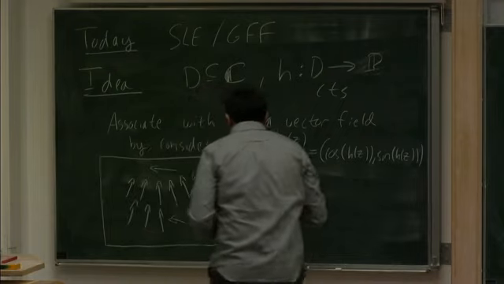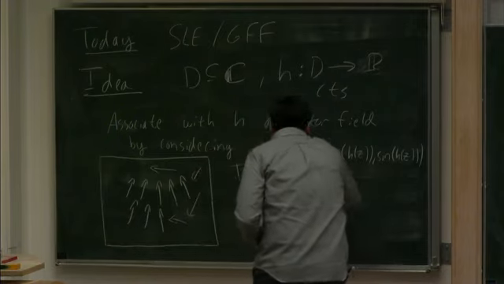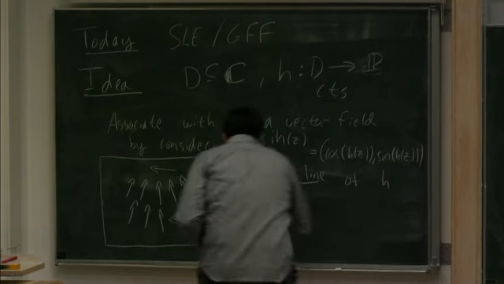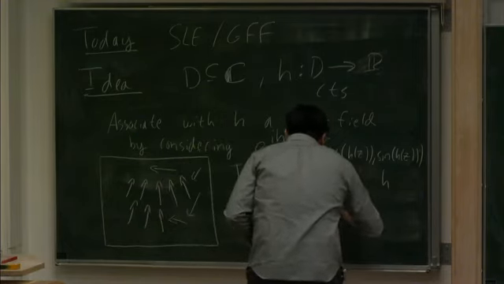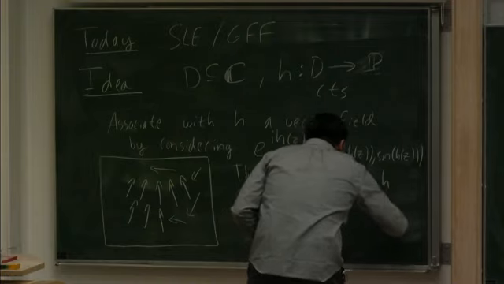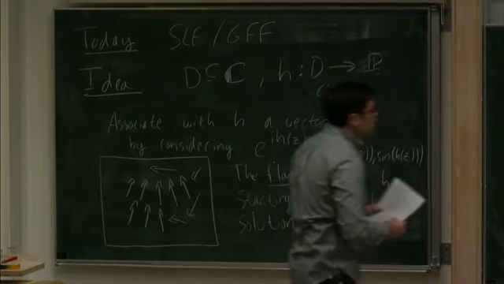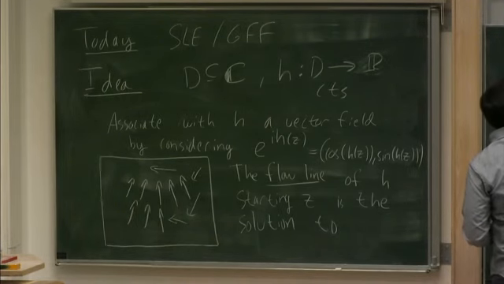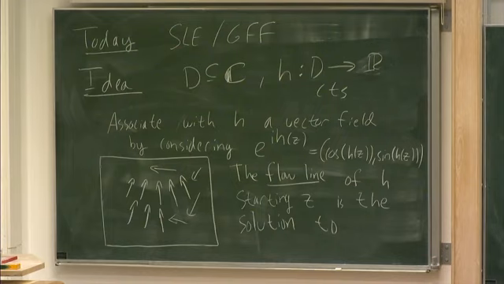Okay. And then I'm going to say that the flow line of h starting at z, this is just what you get when you flow along this vector field. So it's just the solution to the ODE, say d dt eta of t is equal to e to the i h of eta of t, where the path initially is at z. Okay.